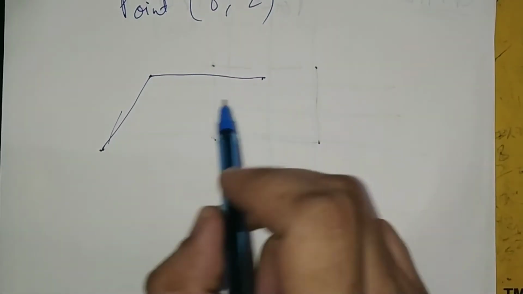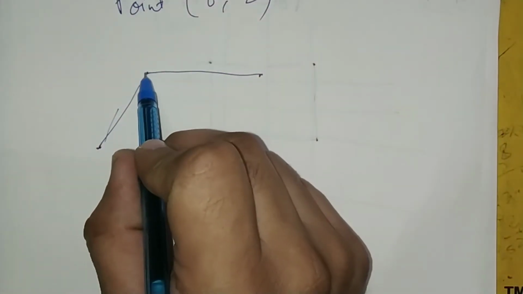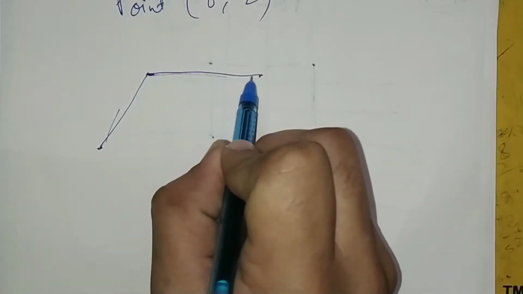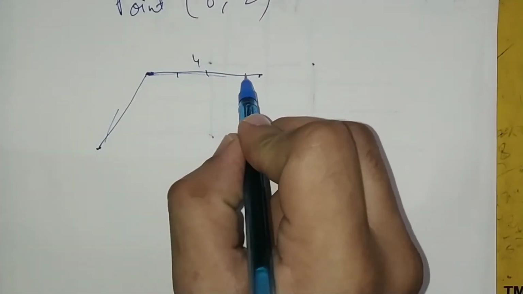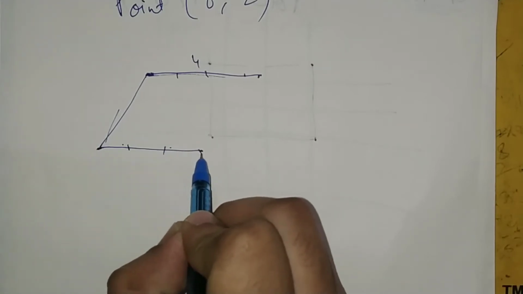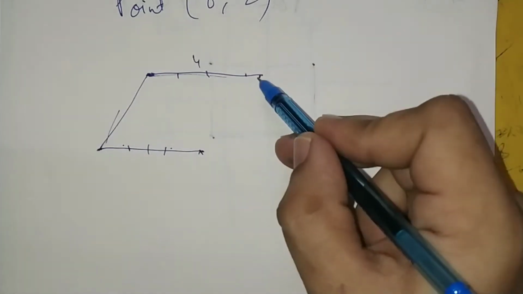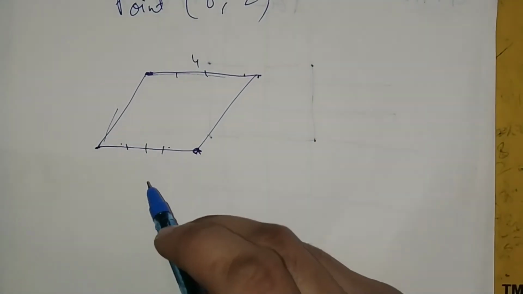So just these 3 points are given to you. Just note the distance between these 2 points. Suppose this is around 4 units, then just mark up to 4 units here. Then join these, so this will be your 4th point. This is your required parallelogram.